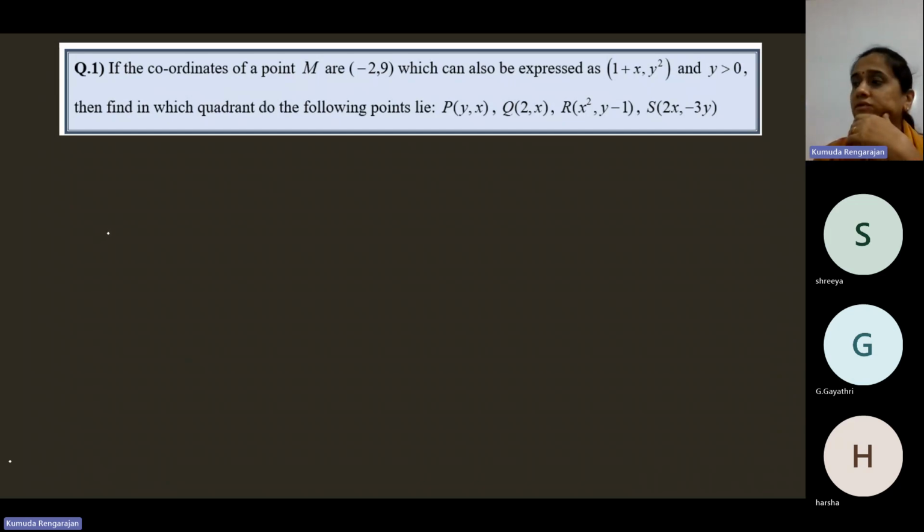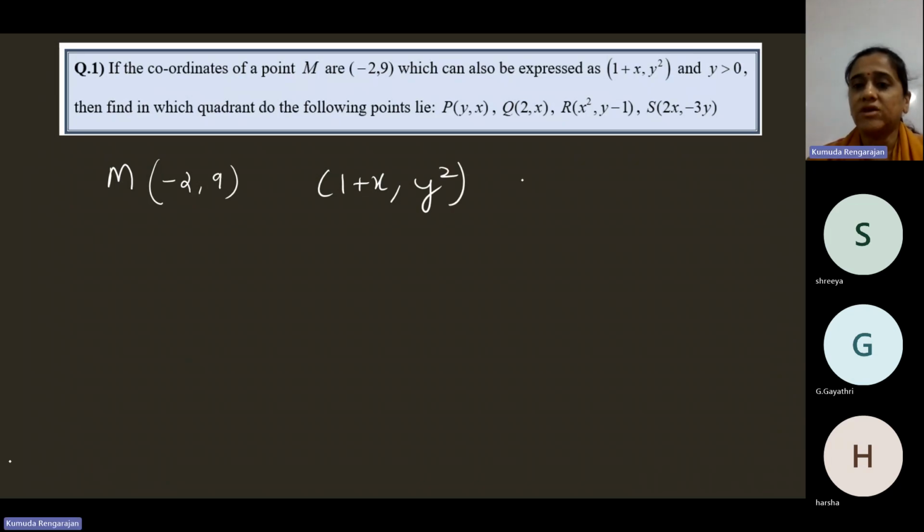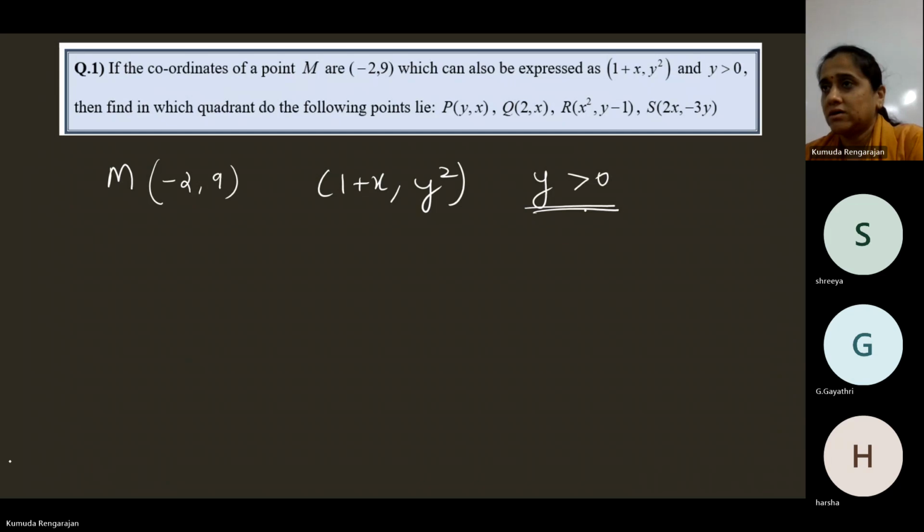If the coordinates of a point M... no, we'll discuss and then you can write. If the coordinates of a point M, there's a point M given by the address -2, 9. And this can be expressed as 1 plus x, comma, y squared. And it's given that y is greater than 0, which means y is positive.